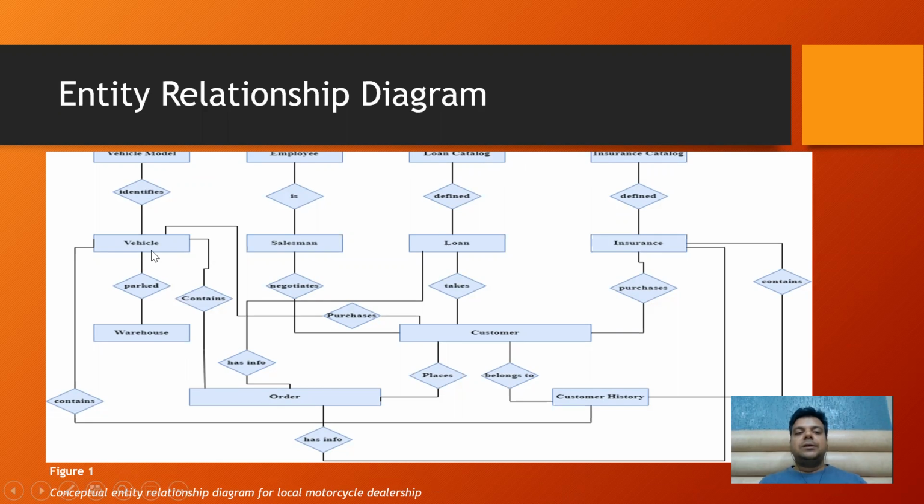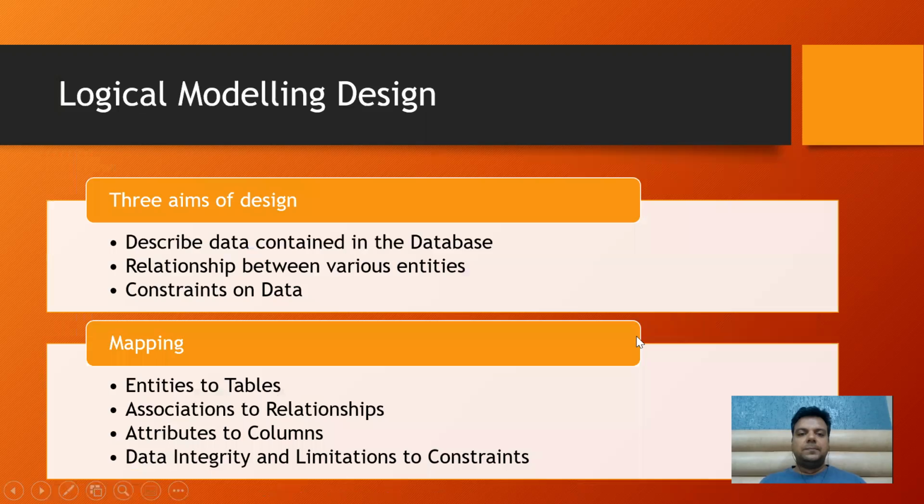Further, vehicle is the actual vehicle which has been marked, and vehicle model contains the unique information about that particular vehicle. So vehicle is identified by vehicle model, and vehicle model belongs only to vehicle. It does not belong to any other entity.